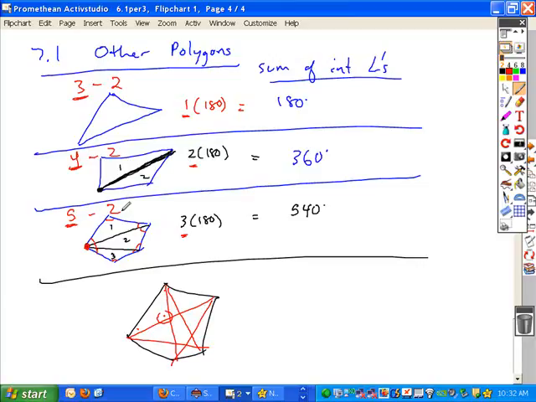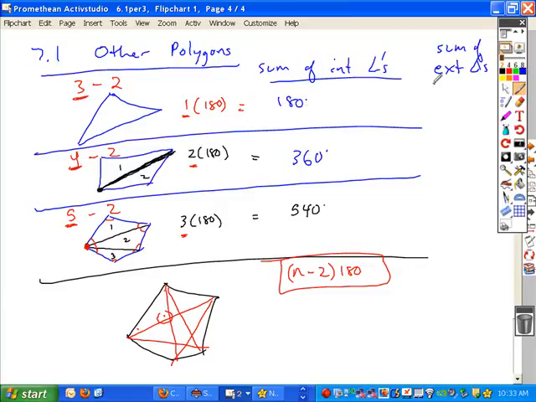And the pattern for the sum of the interior angles is: you take the number of sides, n, subtract 2 from that, and then multiply it by 180. And that gives you the sum of the interior angles for any convex polygon.